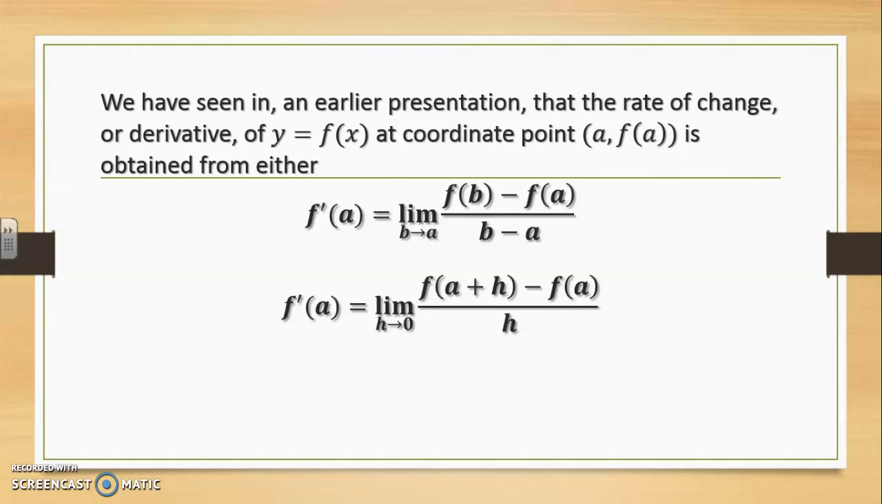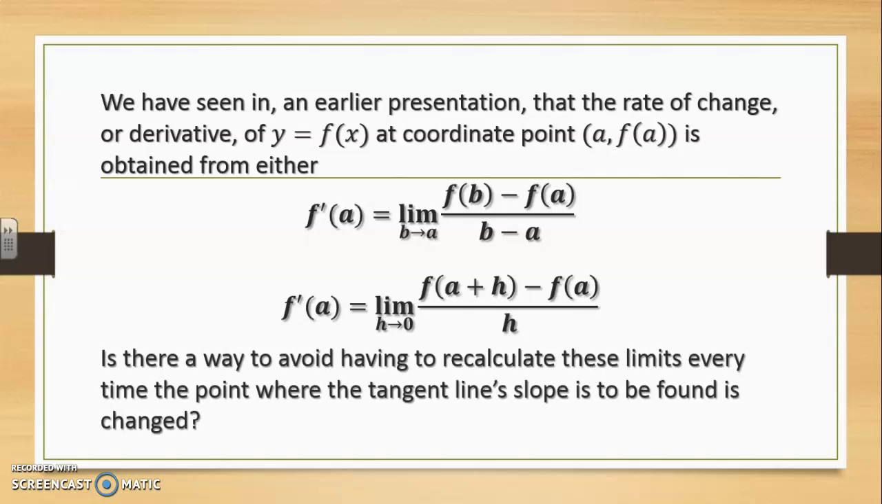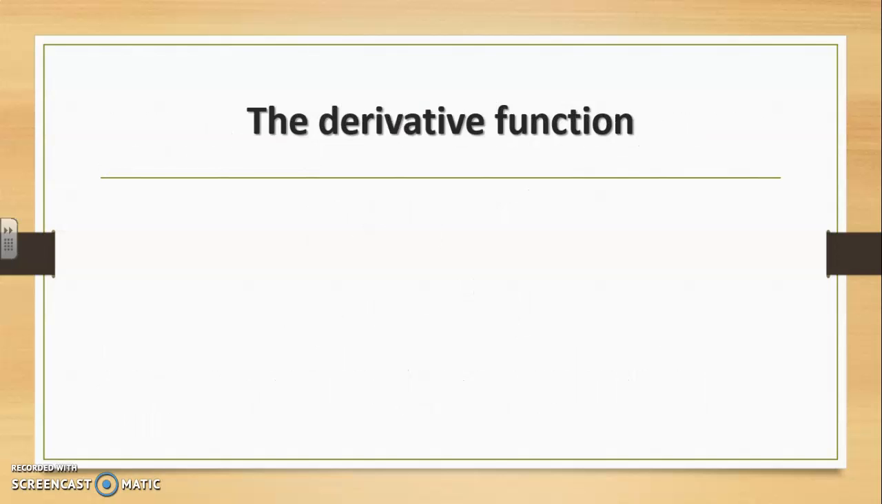The problem with these two formulas is that if we decide to change the location of the point on the curve, these limits have to be recalculated over and over again, unless we can find a way to avoid these recalculations and still find the tangent line slope at different points. That's actually what the role of the derivative function is.